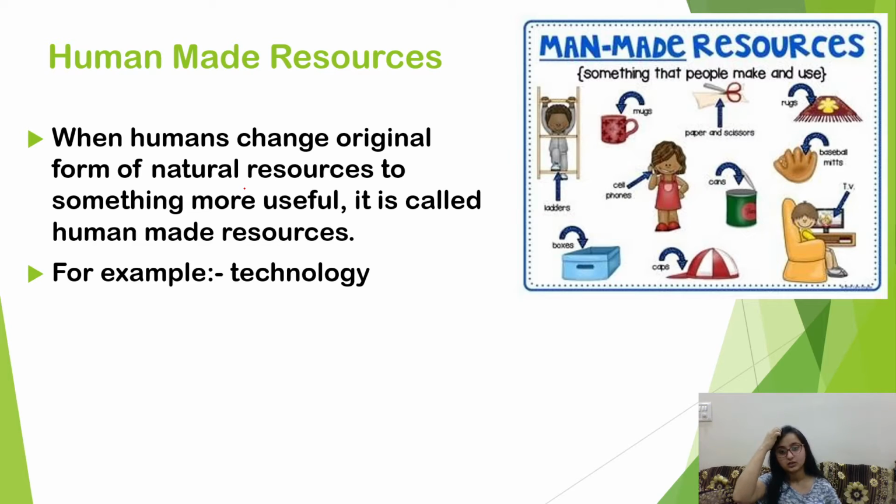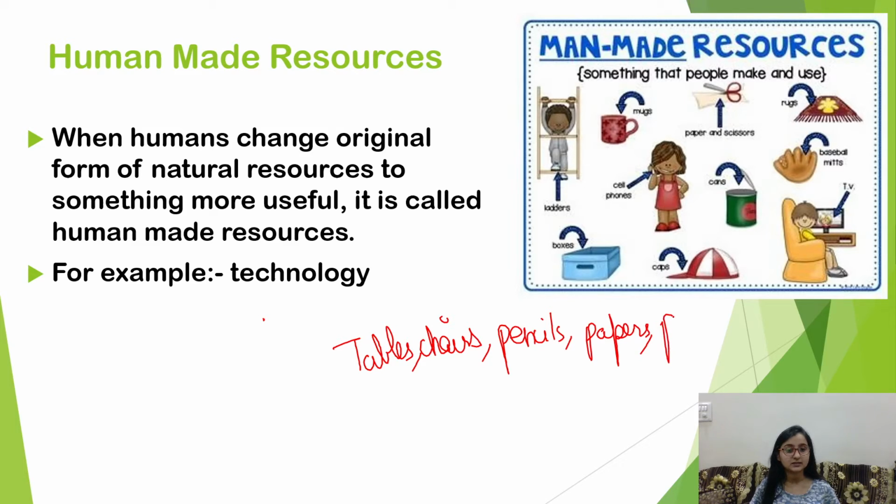Or suppose we are cutting wood to make tables and chairs. So tables, chairs, pencils, papers, pens, or whatever, plastics. From plastic we make buckets or water bottles. From metal, which is a natural resource, we make cars.